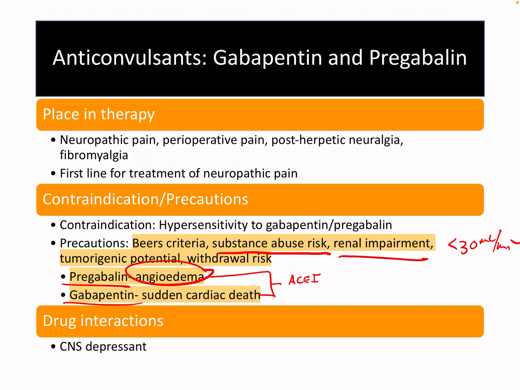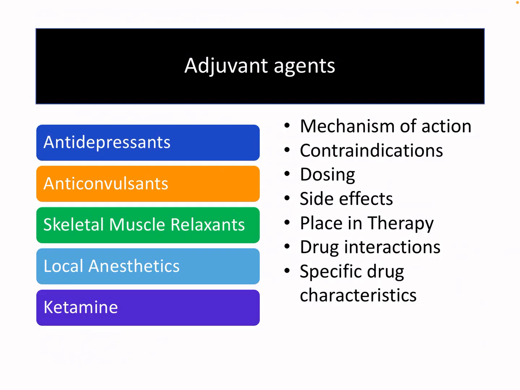These are considered first-line treatment for neuropathic pain. There is some indication in post-operative pain or perioperative pain. Using gabapentin preoperatively may decrease opioid need. Post-herpetic neuralgia, they are mentioned in those guidelines as well. The major drug interactions really are revolving around other CNS depressants and causing an overall CNS depression effect.